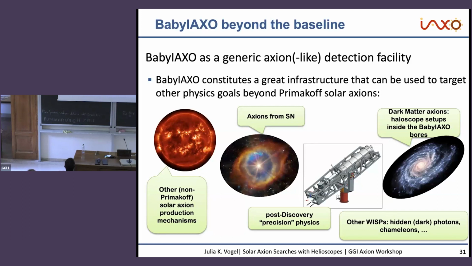For example, we can look for other non-primitive solar axion production mechanisms. I mentioned these before already: axion-electron, obviously, and axion-nucleon couplings via looking for transition lines. We could potentially look for axions from supernova explosions if the supernova happens nearby. There are some post-discovery precision physics measurements we can do. I'm also going to say a little bit about the helioscope setups that we could put inside the BabyIAXO bores using the helioscope magnets. And then there are some other possibilities like hidden or dark photons and chameleons.